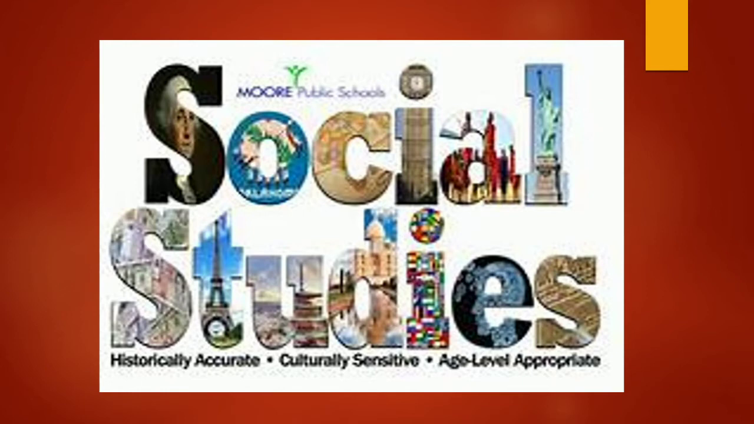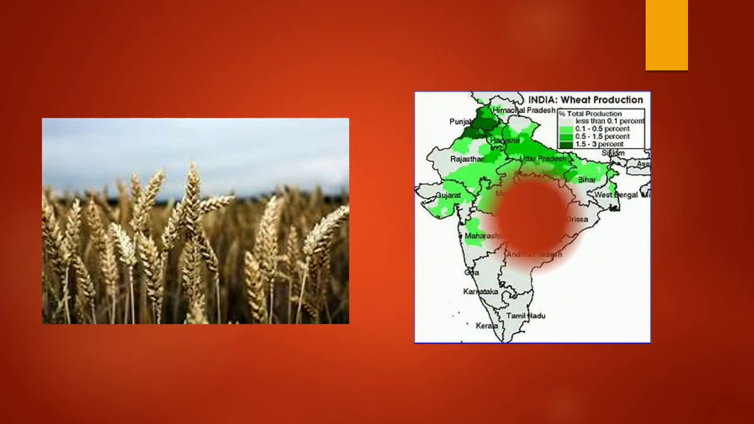So let's start. Wheat. Wheat is the staple food of the people of northern India. Children, wheat is a major ingredient in such foods as bread, crackers, biscuit, pasta and noodles and many more. It is mainly grown in Punjab, Haryana, Uttar Pradesh and Madhya Pradesh. As you can see on the map, green color is used to show wheat production in different states of India. So it is mainly grown in the northern part of our country.